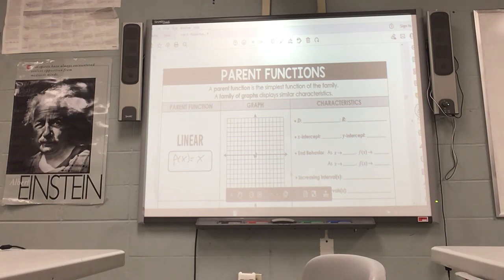So I'm going to put a point at the origin. And then it's 1x, so that means it has a slope of 1. So it will run 1 and rise 1. So it will just be a line with a slope of 1 through the origin.